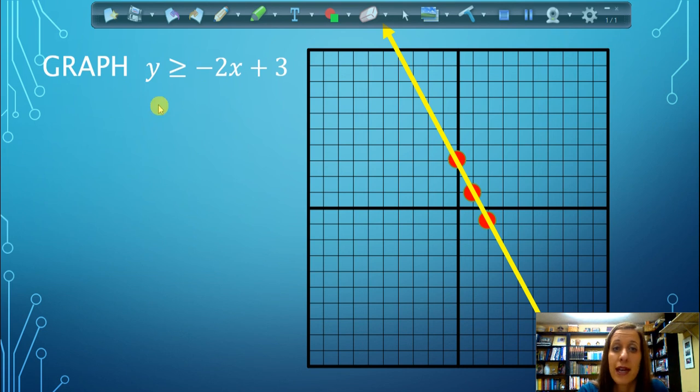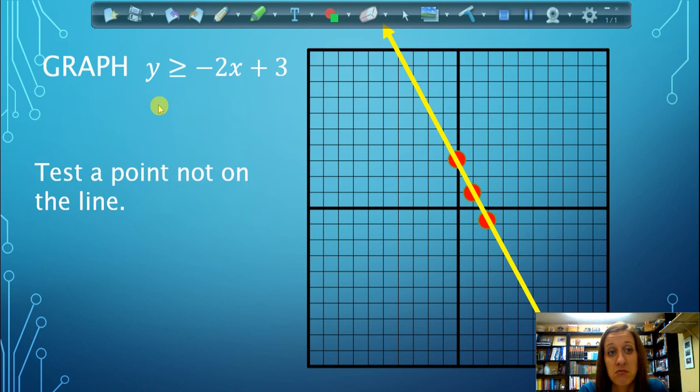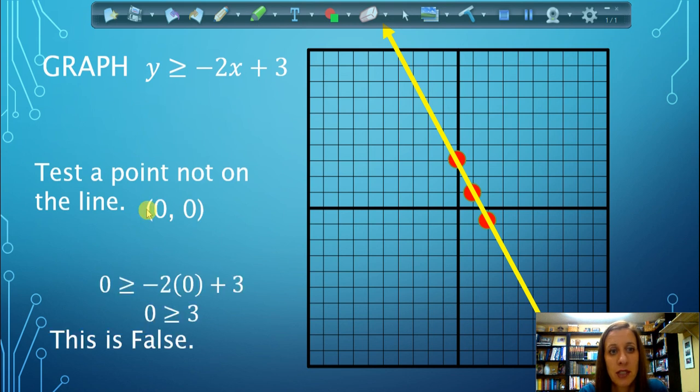And again, we can take a point not on the line. You can take, again, the origin, 0, 0. You can plug it into your formula. And this time we would get 0 is greater than or equal to 3, which is a false statement. So that means this side of the line where the origin is does not work for our solution.